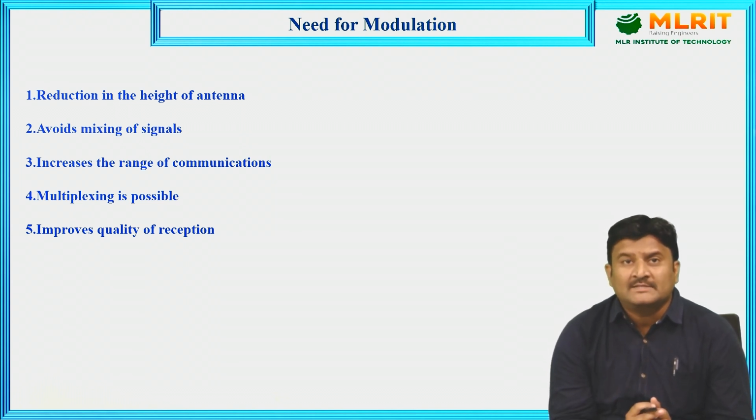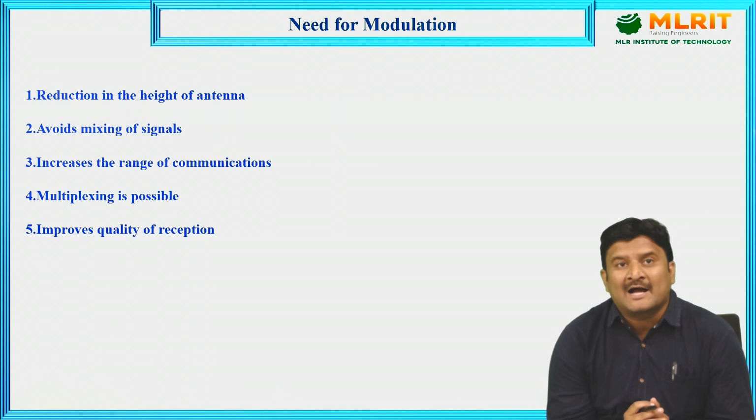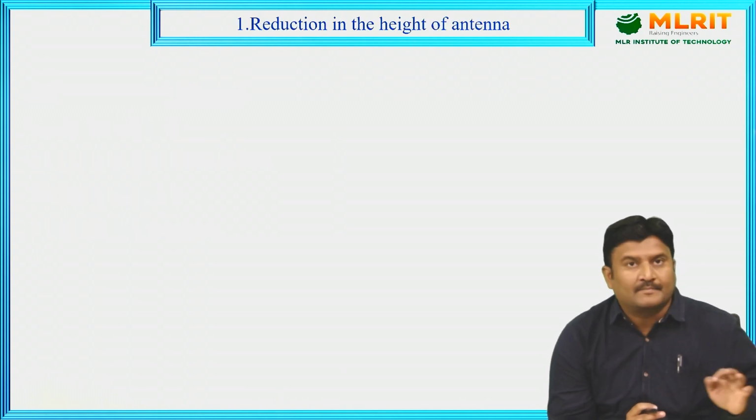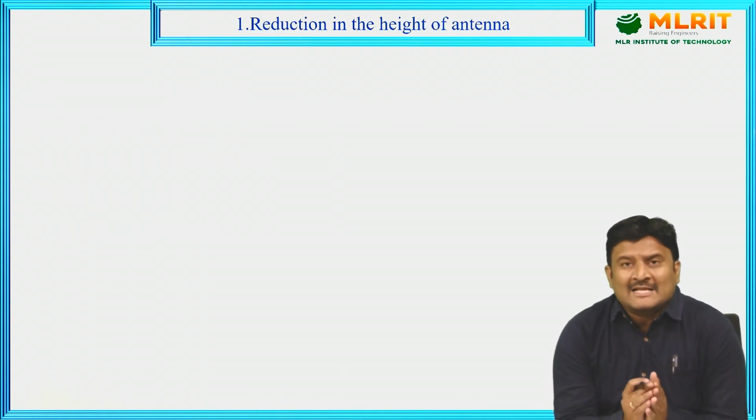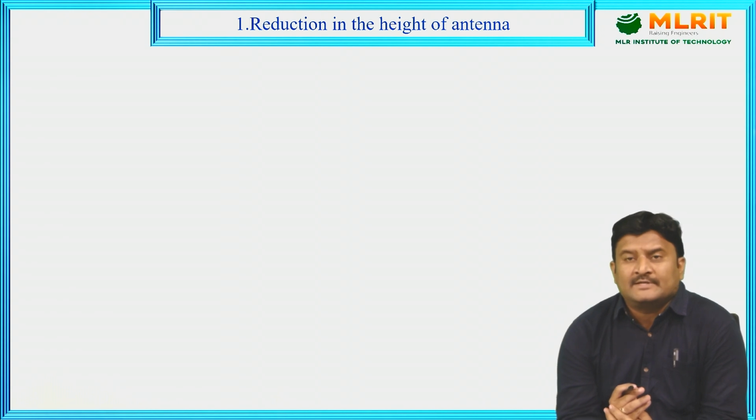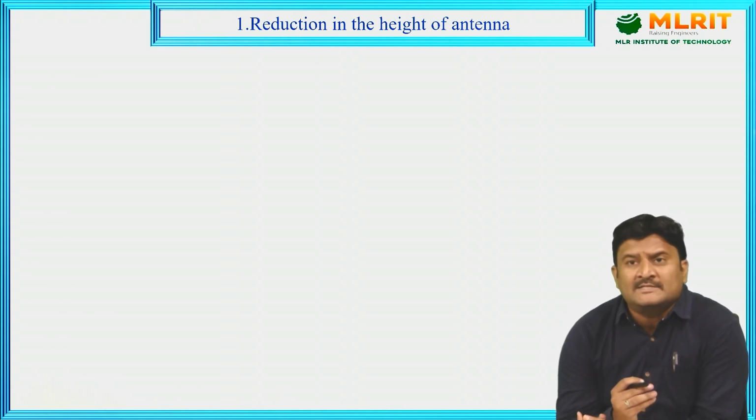Therefore, the first need of modulation is the reduction in antenna height. Remember, whenever you are transmitting radio signals, you definitely need an antenna. The antenna is a transducer.